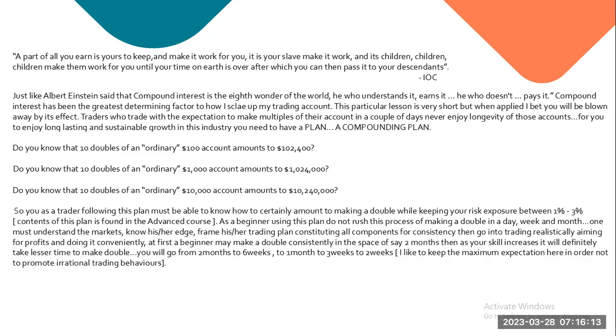So you as a trader following this plan, you must be able to know how to certainly amount to making a double. So how can you make it consistently? So how certain are you to make a double while still keeping your risk exposure between 1 to 3%? That is the main thing. Now, this is the main thing.